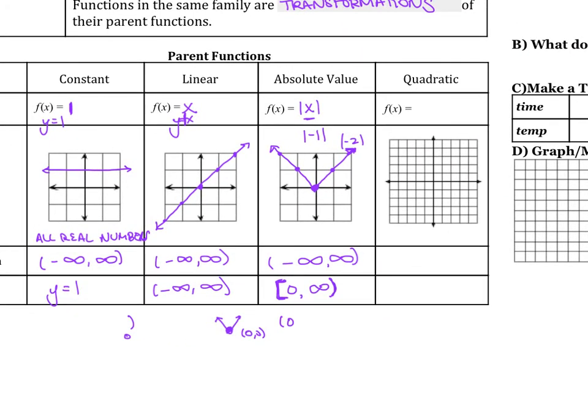Okay, quadratic. So this is our x squared. There's a pattern to our x squareds. So y equals x squared. If we plug in a 0, that is 0. If you plug in a 1, that's a positive 1.